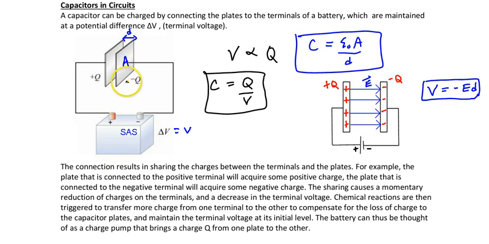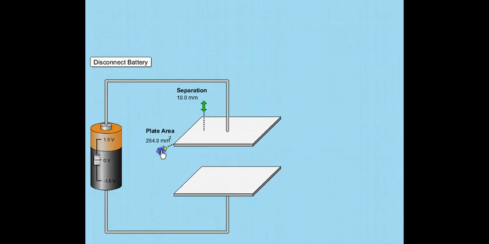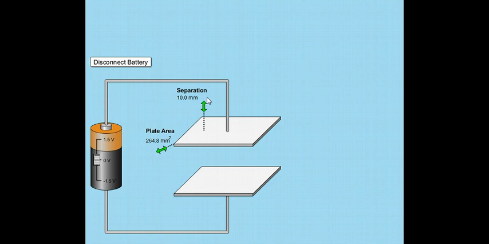This is a little capacitor animation lab where we can explore how a capacitor works. We can change the plate area of the capacitors or the separation distance between the two capacitors and see how that affects the plate charges, the electric field lines, the capacitance, and even the stored energy of the capacitor.